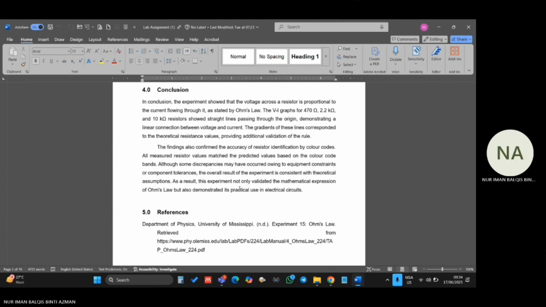Overall, this experiment not only demonstrated the practical use of Ohm's law but also helped reinforce key electrical principles through hands-on application. Now I will pass the presentation to other members.